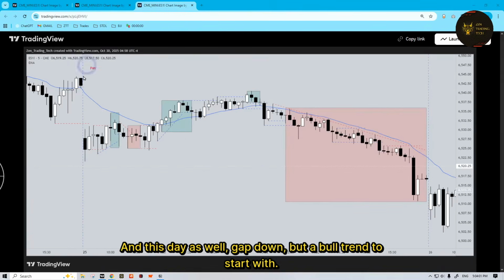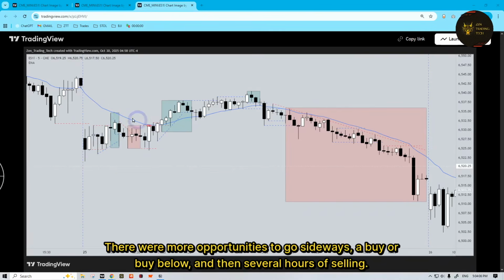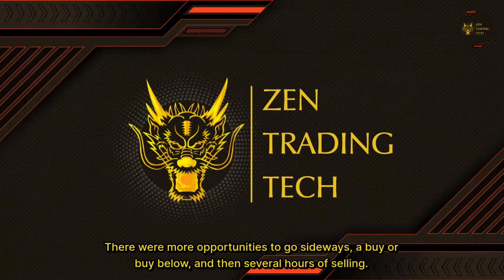And this day as well, gap down, but a bull trend to start with. There were more opportunities to go sideways, a buy or buy below, and then several hours of selling.